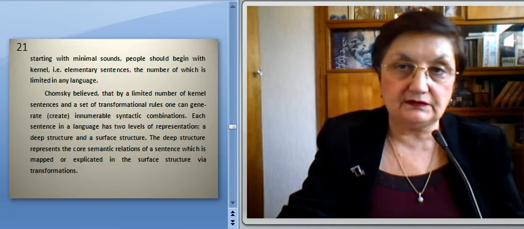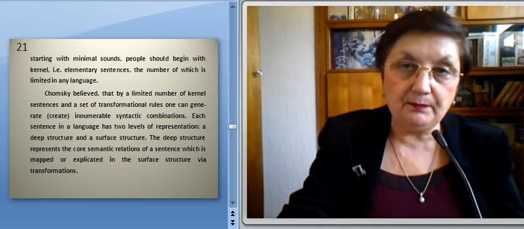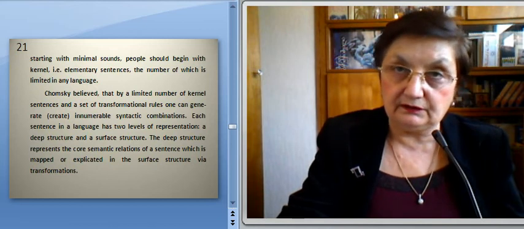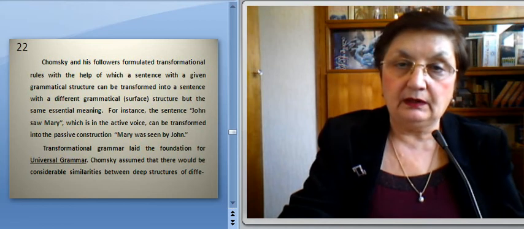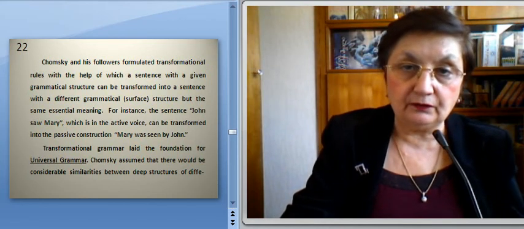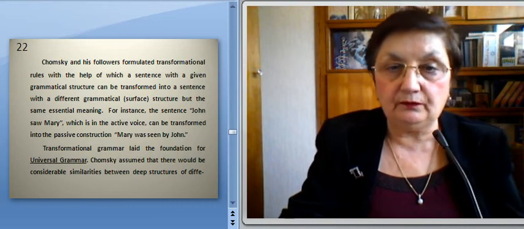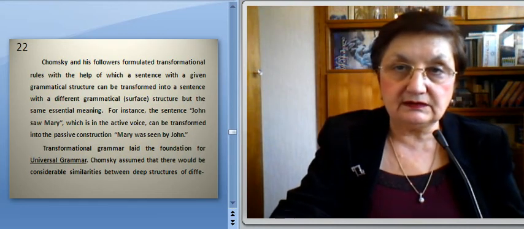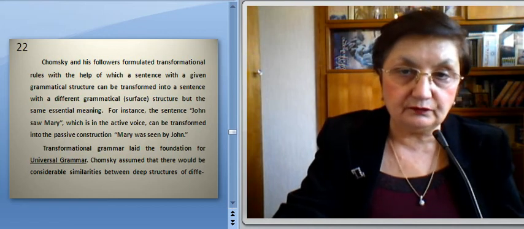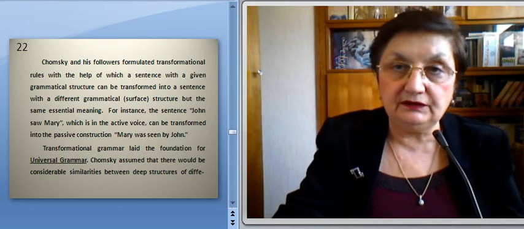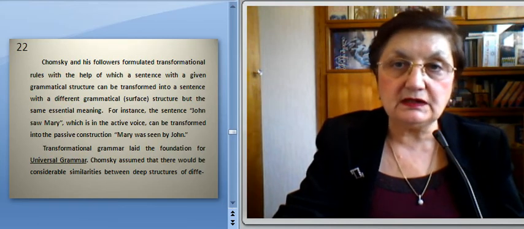Chomsky and his followers formulated transformational rules with the help of which a sentence with a given grammatical structure can be transformed into a sentence with a different grammatical surface structure but the same essential meaning. For instance, the sentence "John saw Mary," which is in the active voice, can be transformed into the passive construction "Mary was seen by John."